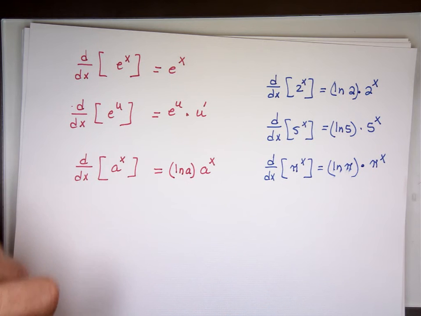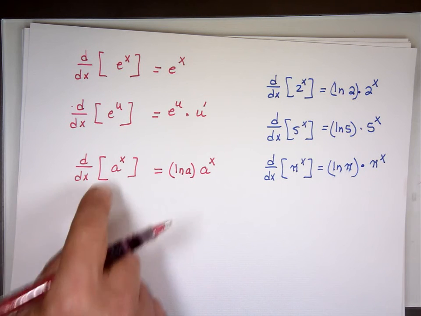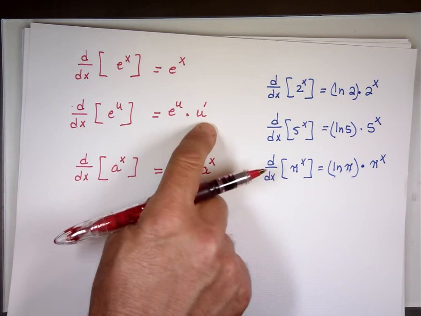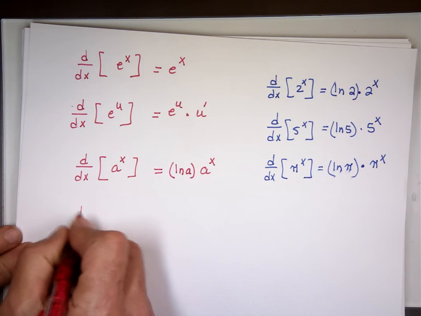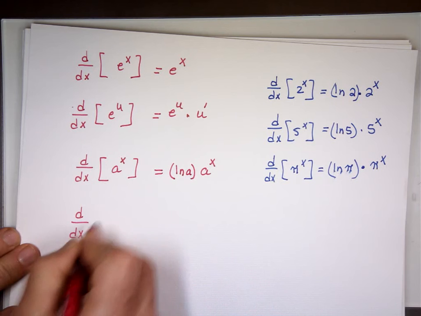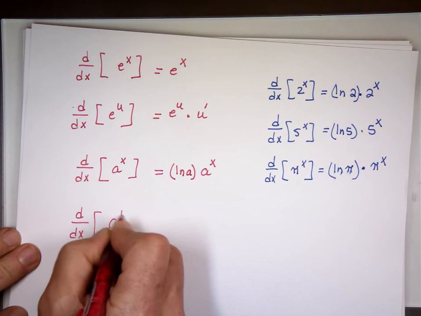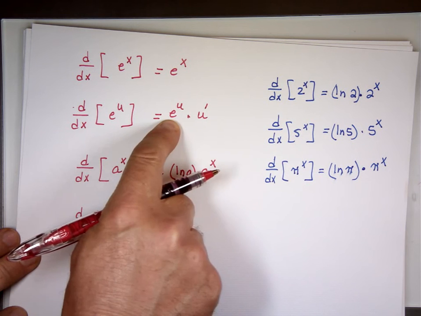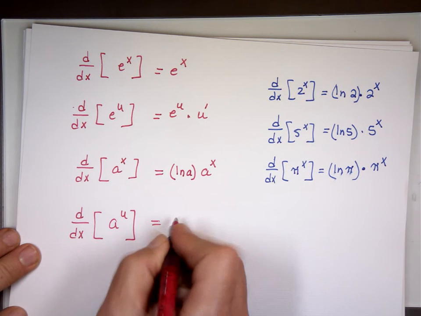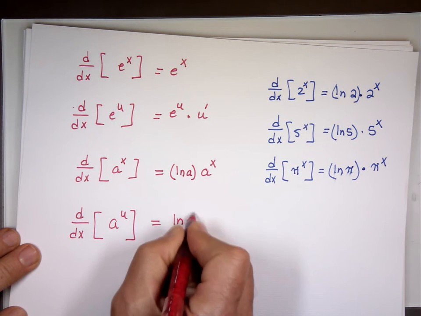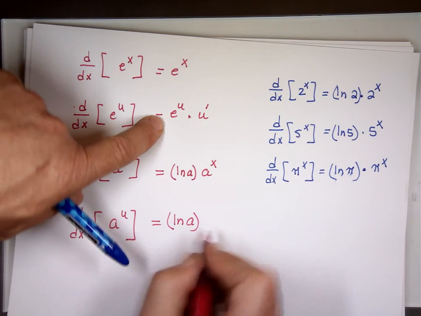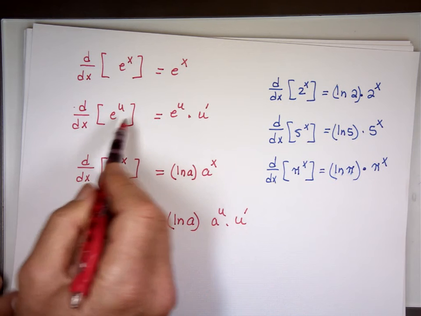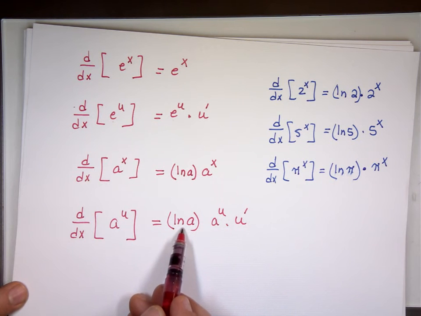And again, what about if it's not x? If it was more than x, like a u, just like this. What's the derivative of a to the u? Again, it will be similar to this one with the adjustment, which is what? The natural log of a times a to the u times u sub prime. Just like this one, except we add the extra natural log of a to it.